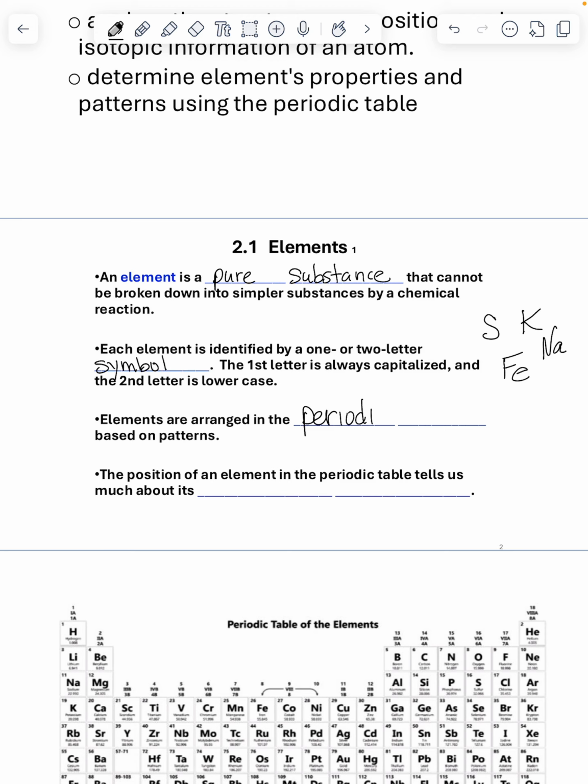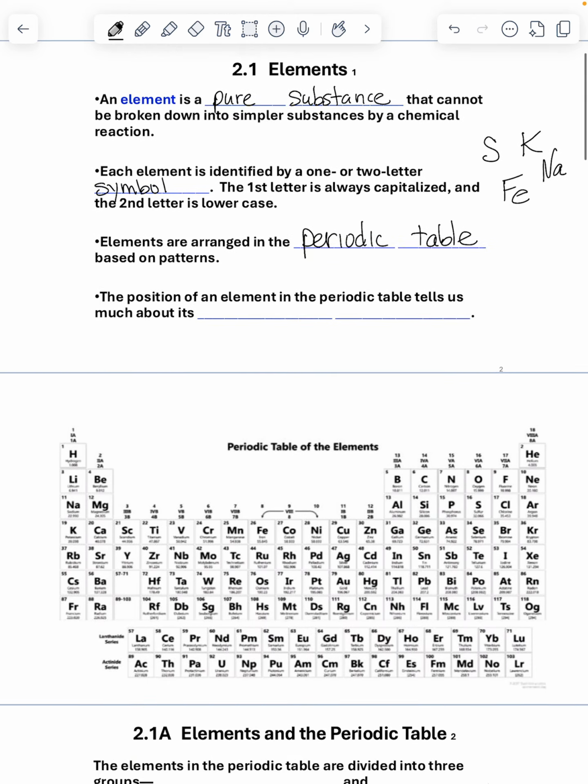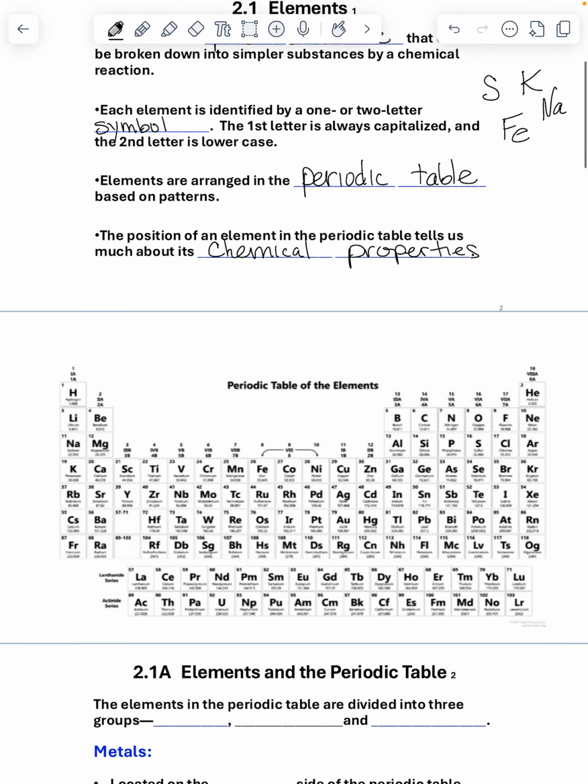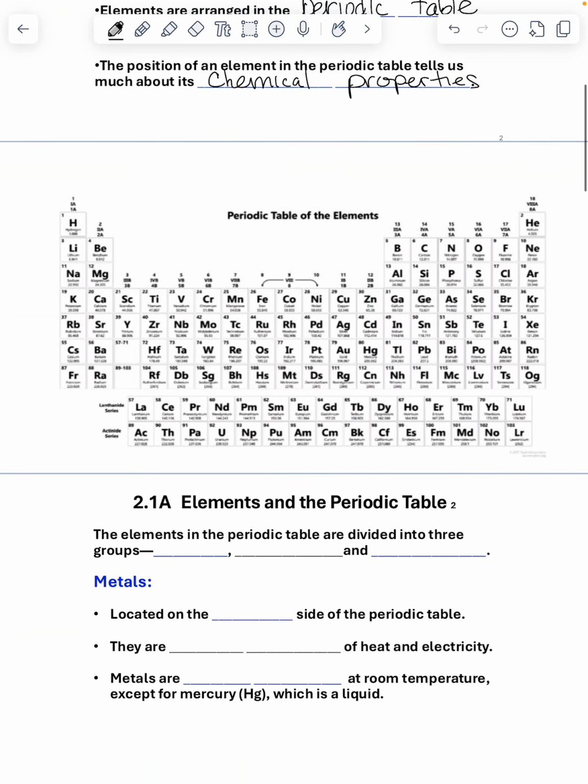Our elements are arranged in the periodic table based on patterns. They're not just haphazardly put on this table, they're actually arranged in certain patterns based on properties. The position of an element in the periodic table tells us much about its chemical properties. And we'll discover throughout the semester some really neat patterns in the periodic table, and just by knowing a little bit about the periodic table, you can know a whole lot about a lot of different chemicals and compounds.